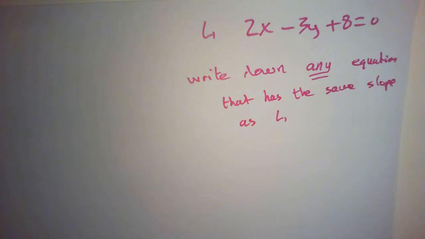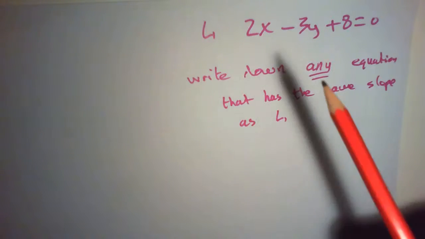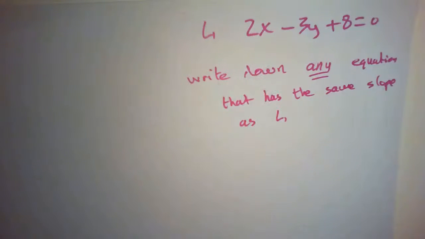Okay? So I'm going to give you 3 seconds, pause it, and you write down any possible equation under the sun that would have the exact same slope. It doesn't have to be the same equation, but it has to have the same slope. That's the important thing. So I'm going to do 3, 2, 1, and then you write down whatever you think it's going to be.